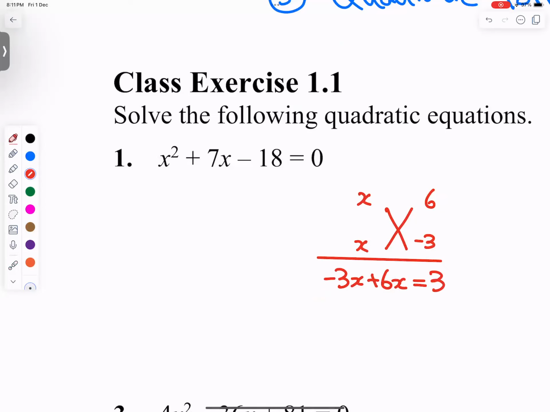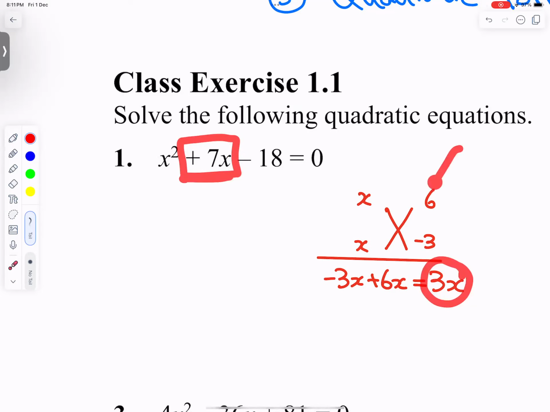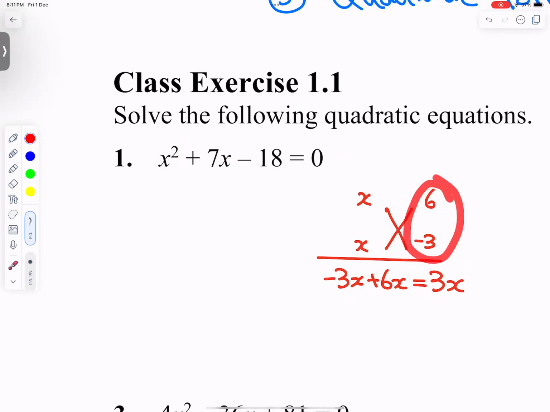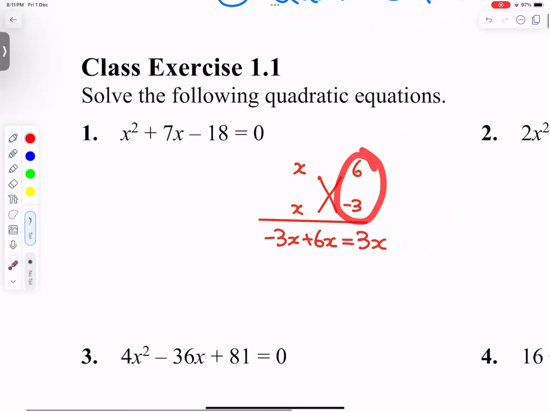It will be 3x. Now whatever you find in the end, you need to make sure it matches the one in the middle. If it's not matching the one in the middle, this is the wrong combination. We need to use something else for 18. 9 times 2. Yes, let's try that now.